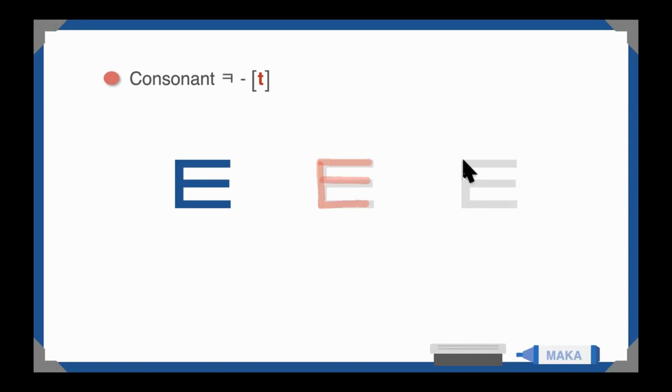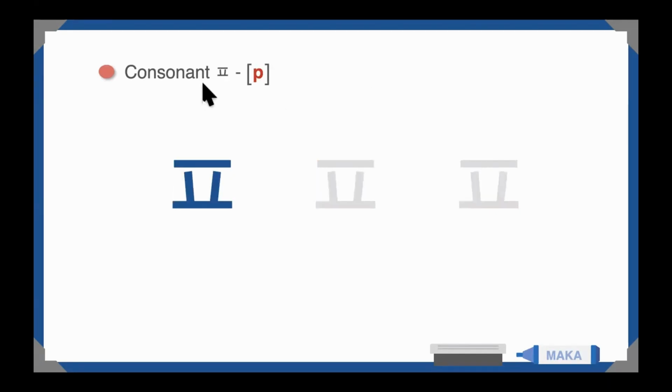Okay, it's not difficult, right? And this consonant is p. Very similar to the English letter P sound, like pine, pineapple. Okay, let's write. From left to right, top to bottom.